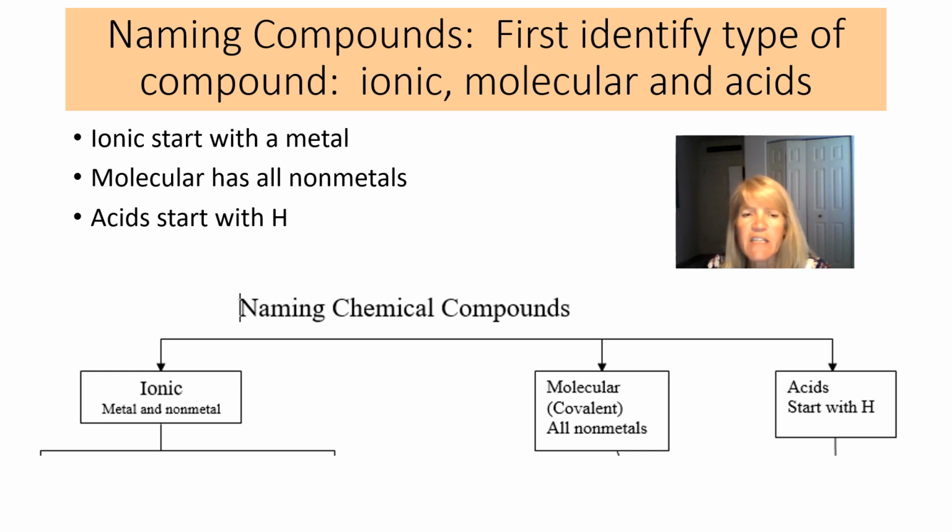The first part of it is the main breakdown, and it's important to recognize what type of compound you're dealing with: ionic, molecular, or acid. So how would you know? Look at the first element. If the first element is a metal, it starts with a metal, then you've got ionic. If they are all nonmetals, it's covalent. And if it starts with hydrogen, it's an acid. So the first thing you do in naming is identify that very first element: metal, ionic; nonmetal, molecular; and hydrogen is acid.